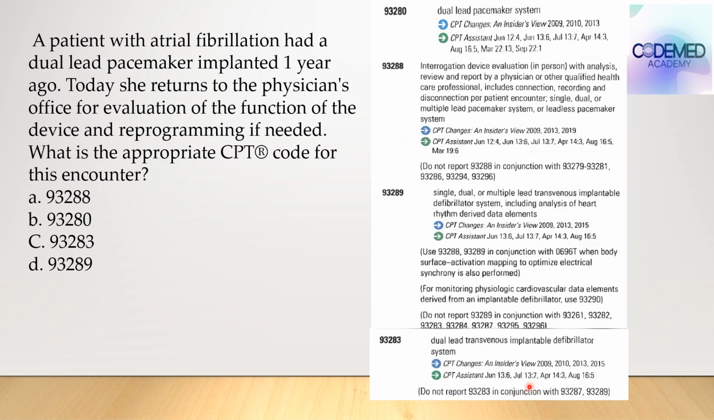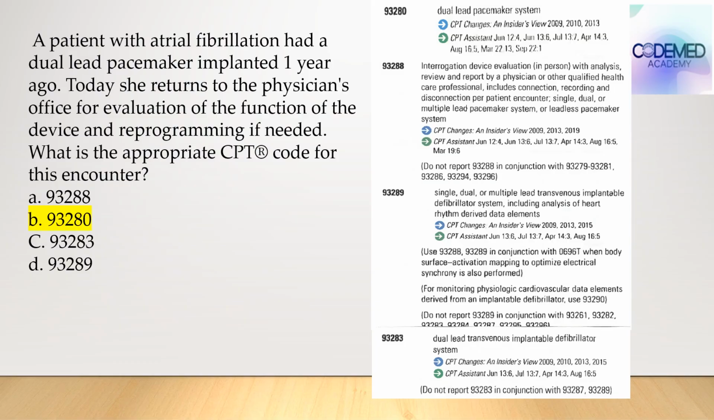There are some codes for the defibrillator, and there are some codes for the pacemaker. Like 289 and 283, they use the language of the defibrillator. So that also gives you a clue for eliminating options C and D, and we are left with A and B. Now tell me the correct answer. So yes, option B is the correct answer, because it covers the dual lead pacemaker system.